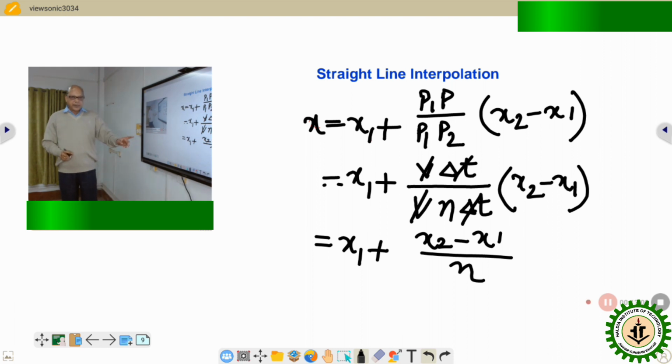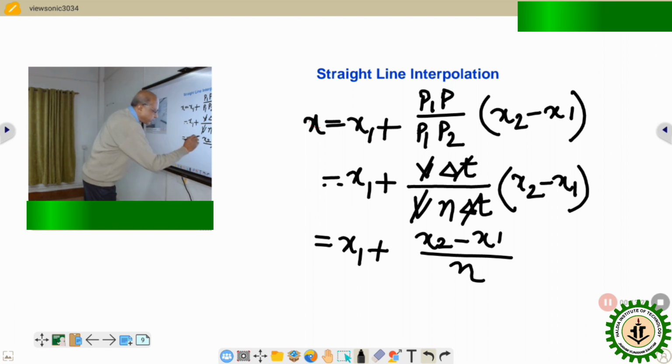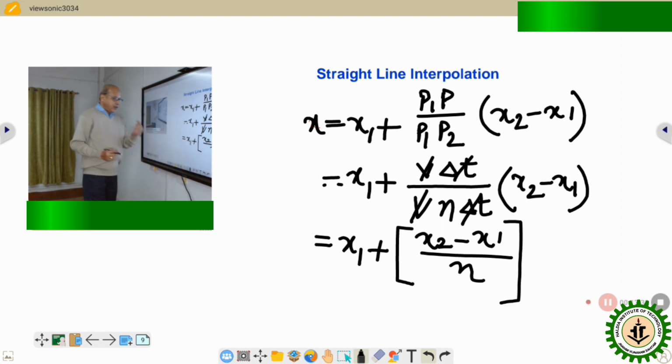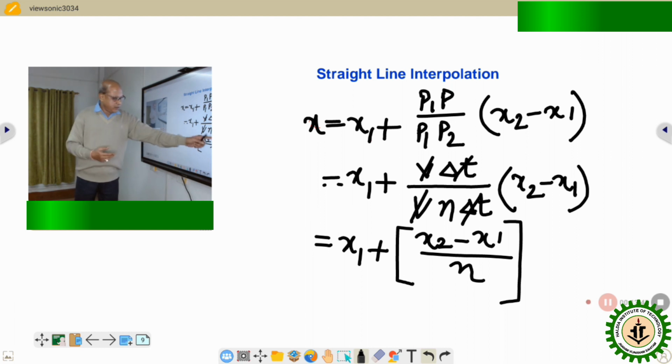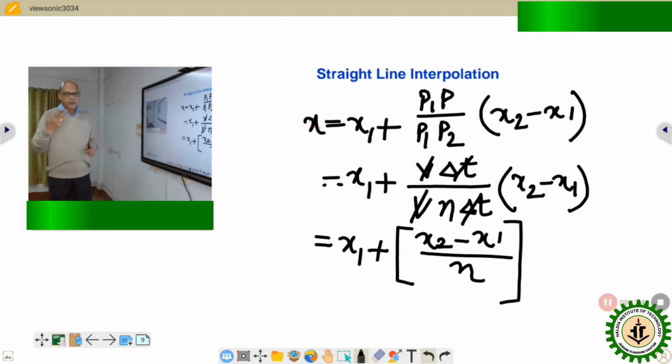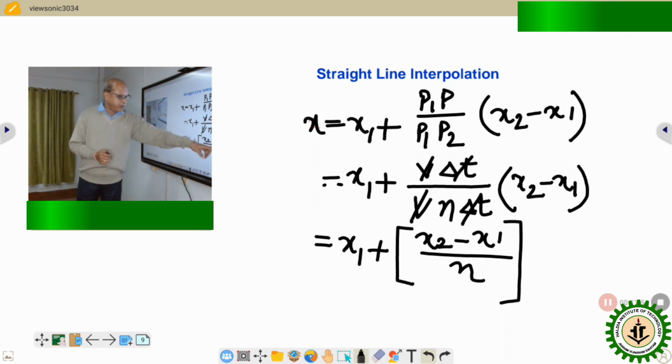So this implies that if n number of total pulses are required to cover the entire distance, then for one incremental pulse, the corresponding x position will be initial x1 plus (x2 minus x1) by n. That is, this portion is the incremental part of the displacement along the x-axis corresponding to one pulse. So if the second pulse is emitted, what will be the distance covered? This portion multiplied by 2, for the third pulse multiplied by 3. So when n number of such pulses are emitted, this will simply be multiplied by n.